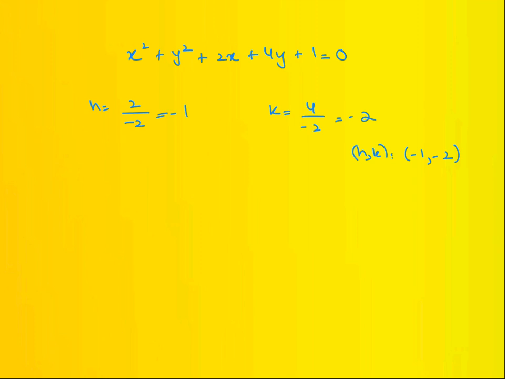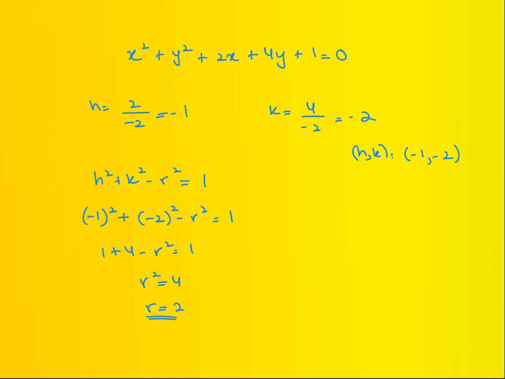Now for the radius, I can use h square plus k square minus r square equals constant, which is 1. This is the constant in this equation. Now I already have h and k. That's minus 1 squared plus minus 2 squared minus r square equals 1. From here I get 1 plus 4 minus r square equals 1. If I simplify this, I get r square as 4, hence r is 2.